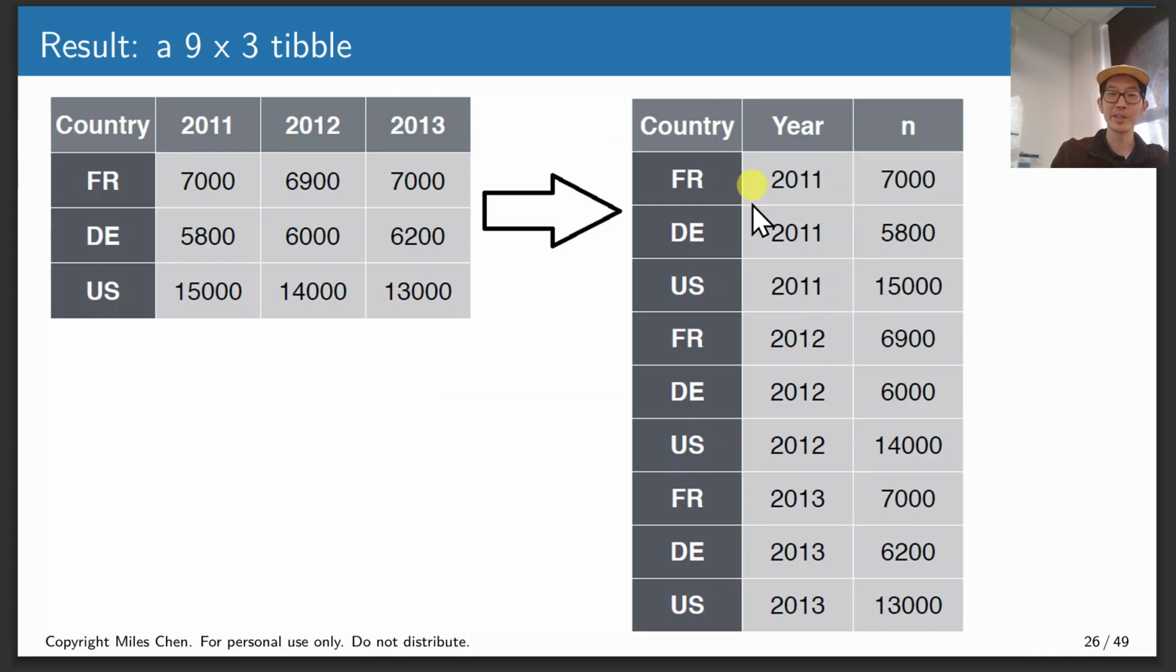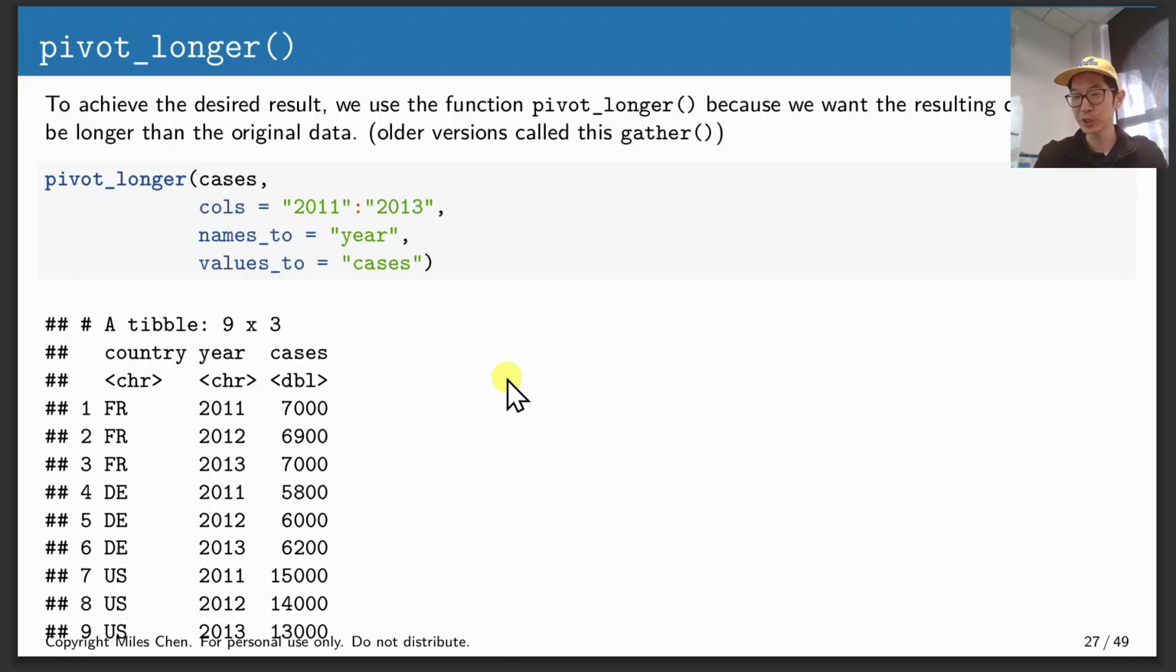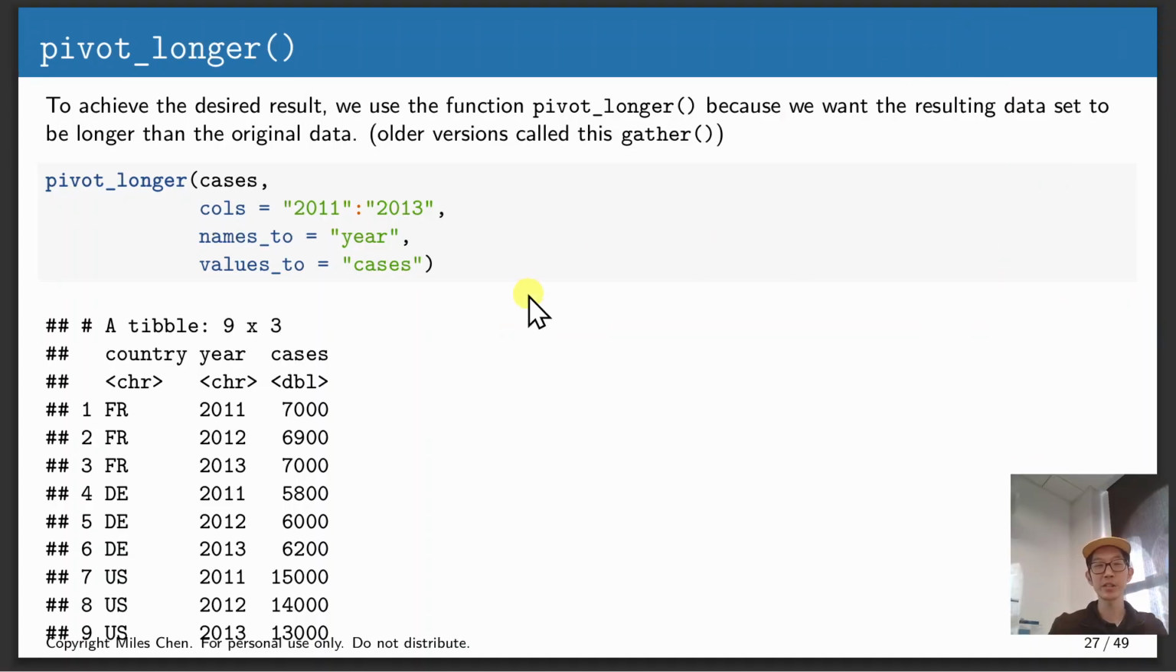And it's long because there's more rows. Okay, it's longer. So the operation, the function we use is called pivot longer, so the resulting data set is going to be longer than the other. If you look at older versions of tidyr, it's called gather, because I guess they're gathering multiple columns into one column, but they renamed it to be pivot longer. It seems to be what we prefer.